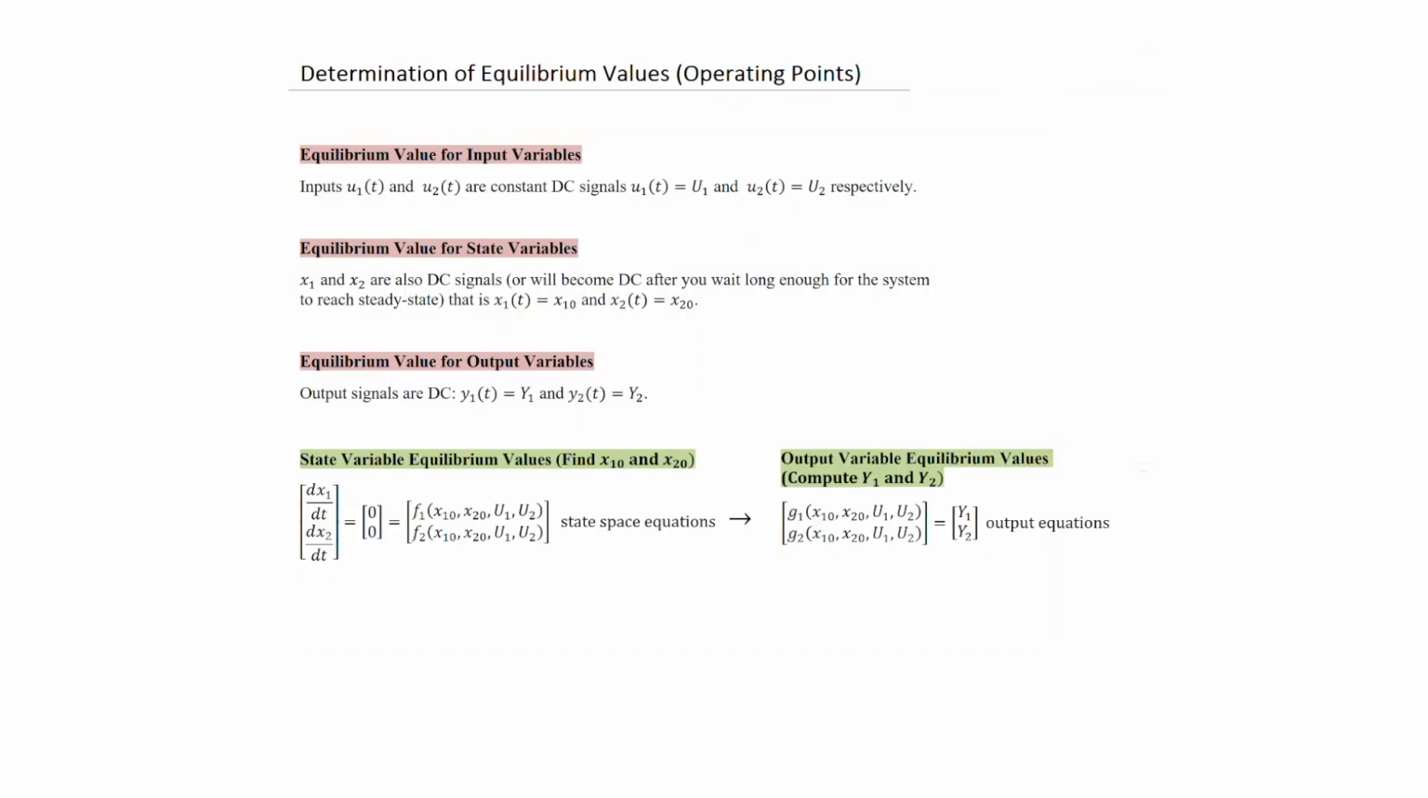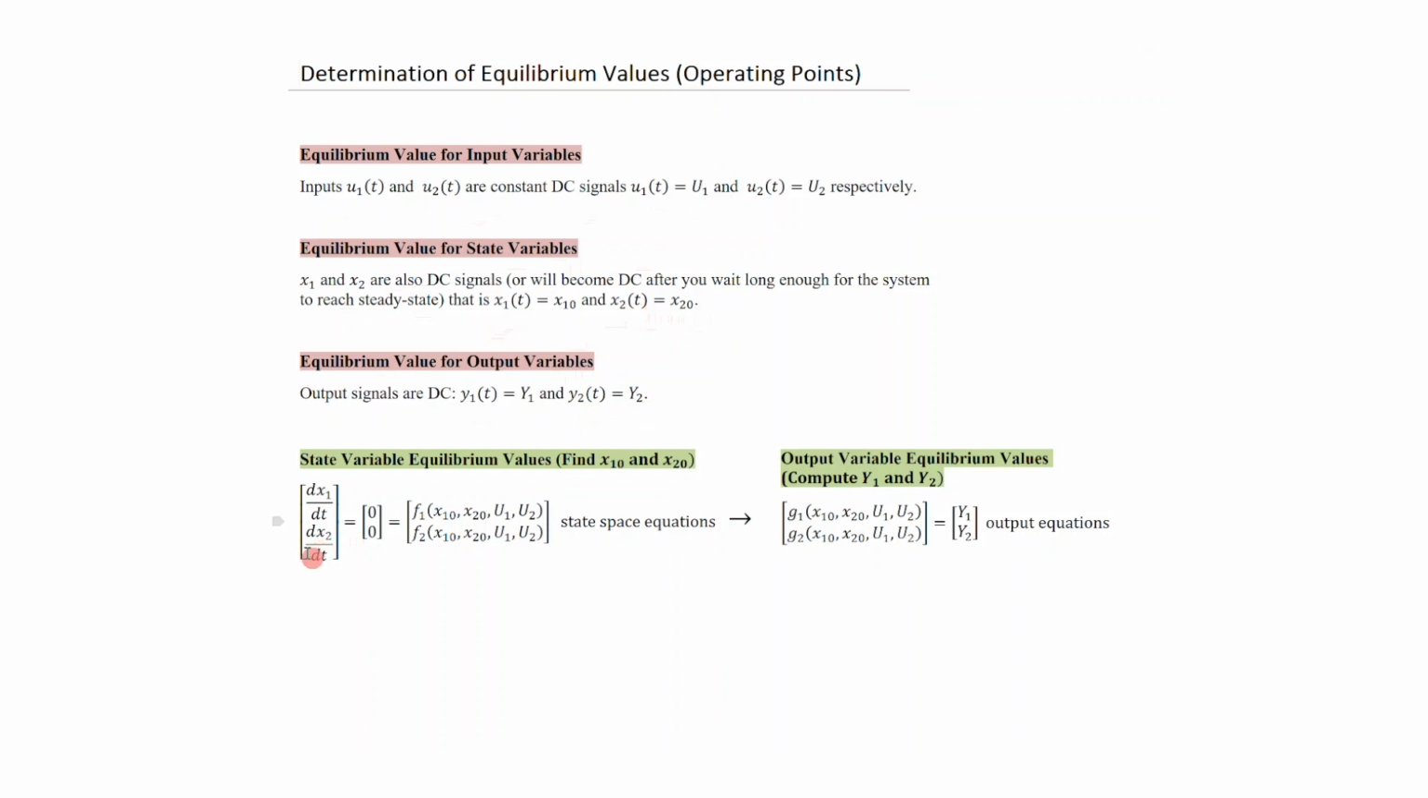All right, so now next step is to determine the equilibrium values, the operating points. And they're derived by knowing what the input equilibrium value is. So that's a given. So you're given inputs U1(t), U2(t), and you're saying they're constant DC signals, capital U1, capital U2, respectively. So now what we need to do is to figure out what are the equilibrium values for the state variables. So we want to know what x10 is for x1(t) and what is x20 for x2(t). We also need to know the equilibrium values for the output variables, which is y1(t) equals capital Y subscript 1, y2(t) is capital Y subscript 2.